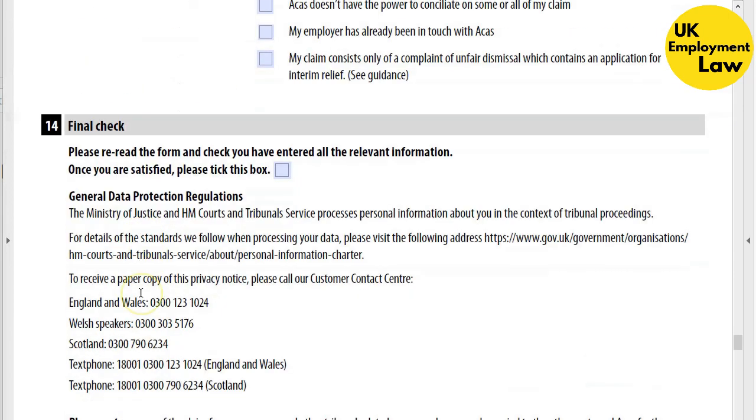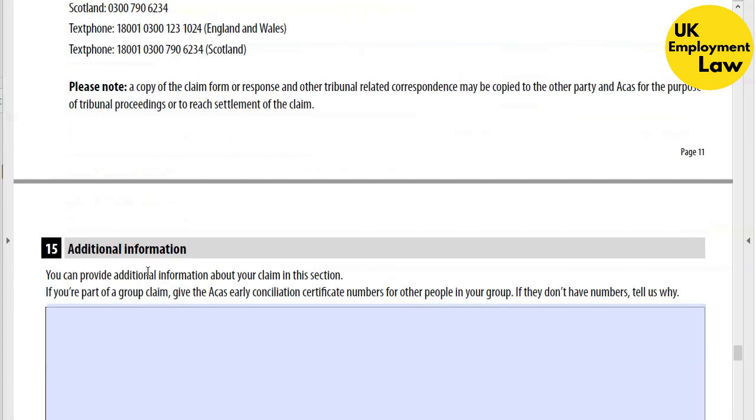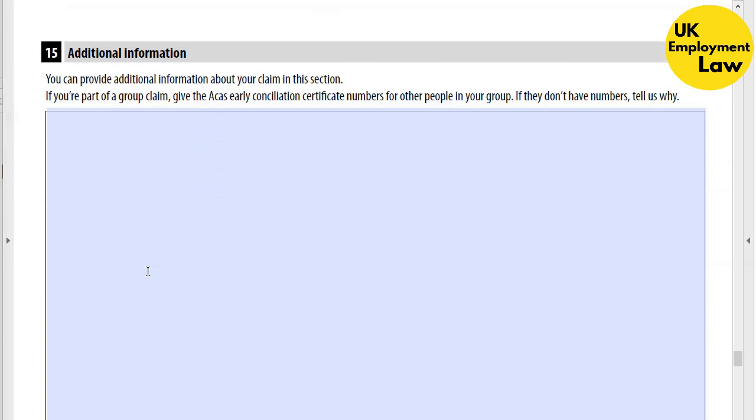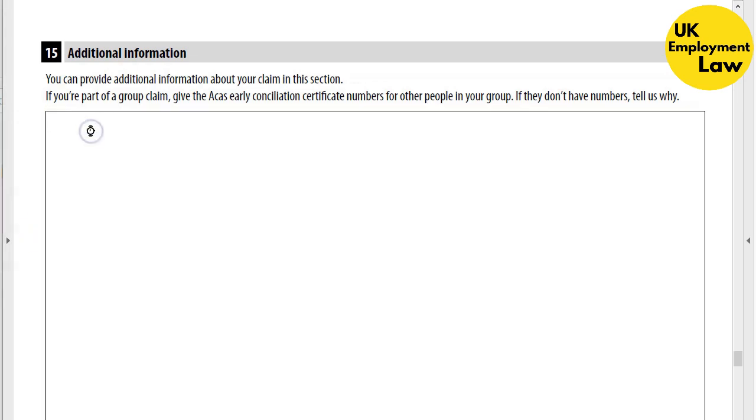Section 14. Once you are satisfied with all the information you have provided, please tick this box. Section 15. Additional information. This section is for any additional information you wish to provide. If you have attached a separate document, you can write the following in this box: Please see the attached rider. I just copy and paste it here. Please see the attached rider, and then you can attach a separate document.